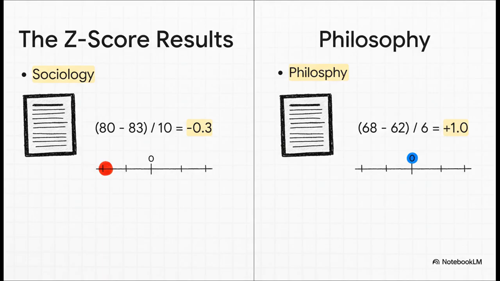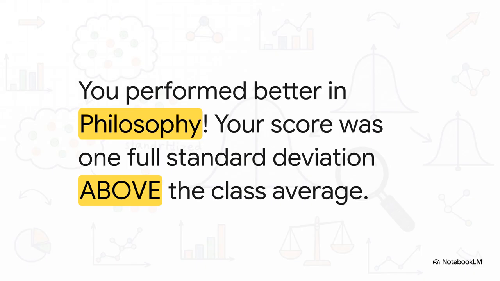For sociology, you take your score, 80, minus the class average, 83, and divide by 10. You get a z-score of -0.3, so a little bit below average. Now let's do philosophy. Your score, 68, minus the average, 62, divided by 6. That gives you a z-score of +1.0. And there's our answer, clear as day.